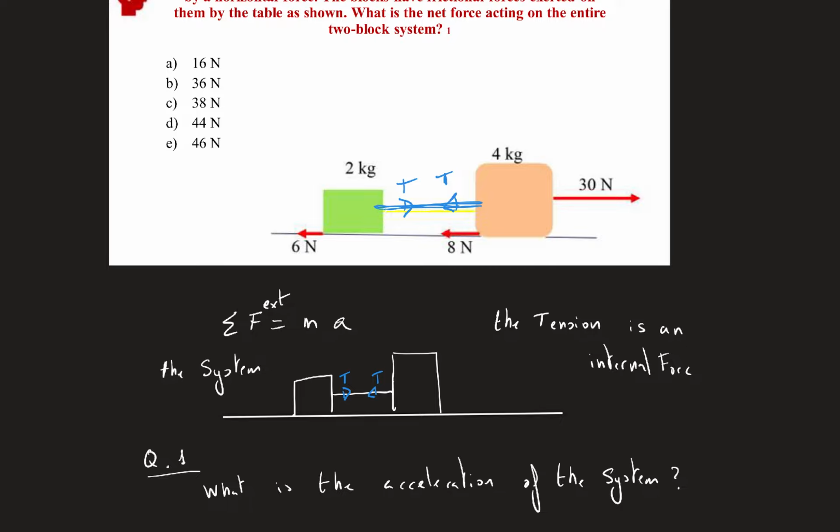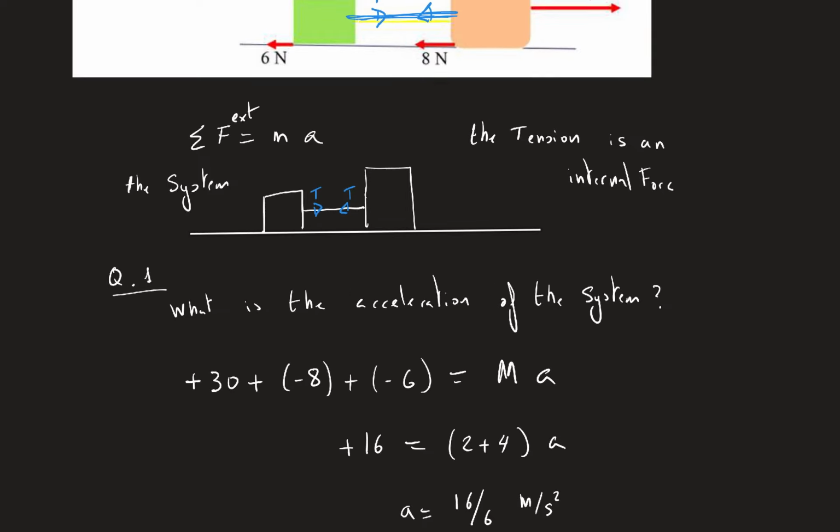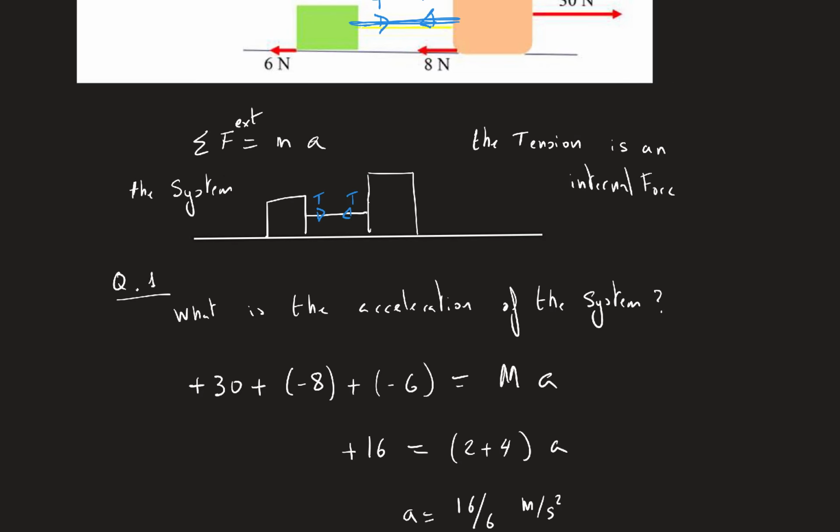Let's solve the first question. What is the acceleration of the system? Well, we apply Newton's law. Newton's law says the sum of all the external forces. You have to consider the external forces to the system. The system is the two masses. What are the forces? I see 30 to the right, external, I see 8 to the left, and I see 6 to the left. And I don't see the tension because this is an internal force. You only need to consider the external forces.